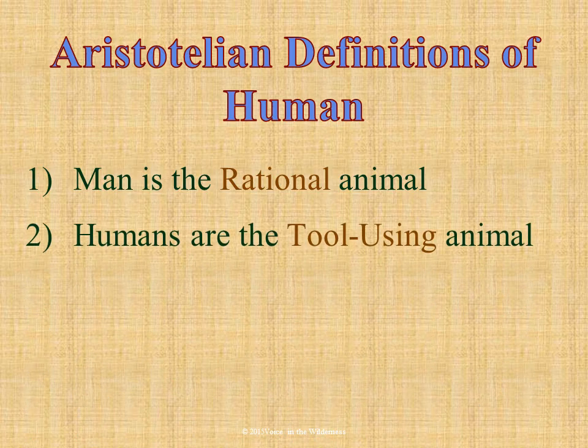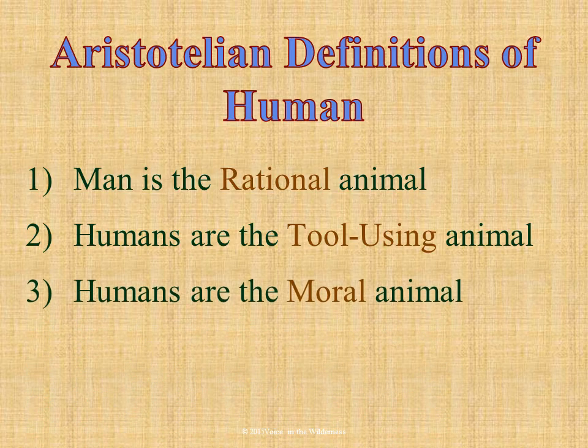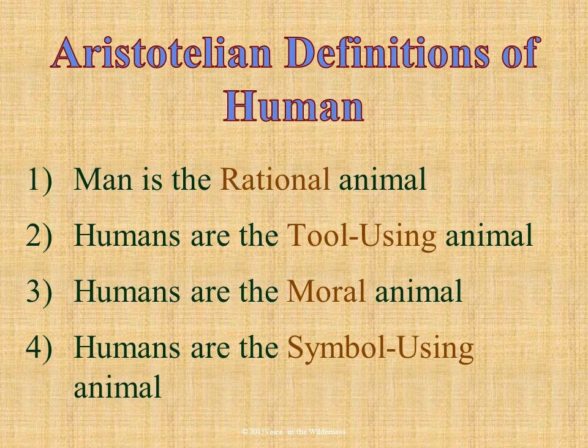Anthropology came along, and they said humans are the tool-using animal, that opposable thumb thing. Philosophy thinks that humans are moral animals. So did Mark Twain, by the way, used this kind of definition. But Kenneth Burke thought that humans are the symbol-using animal.